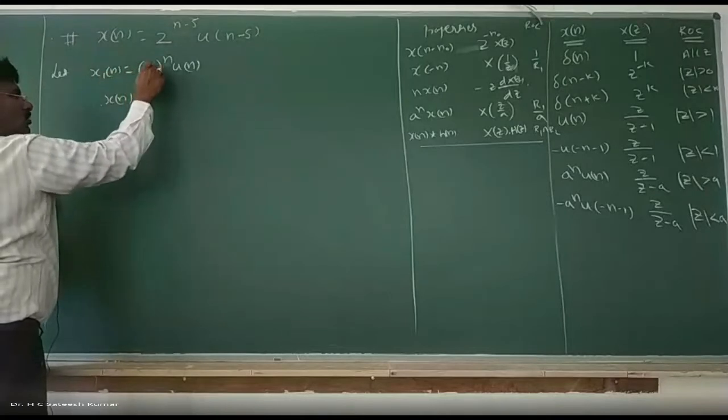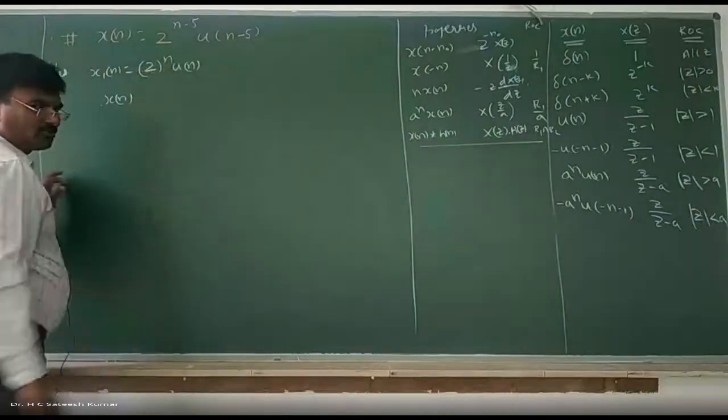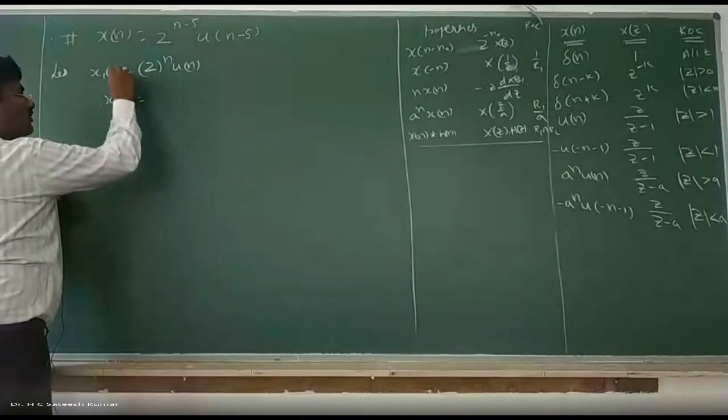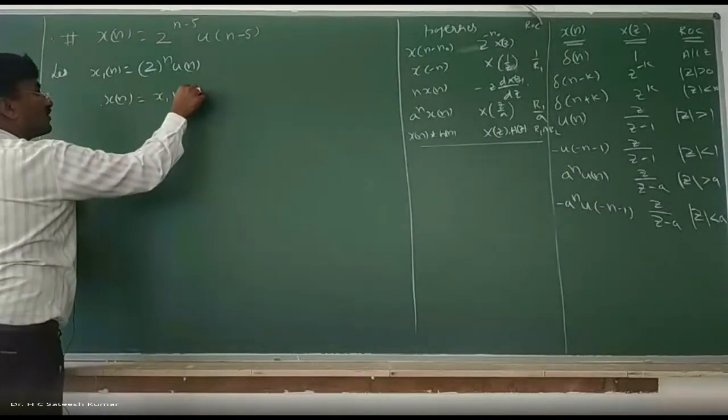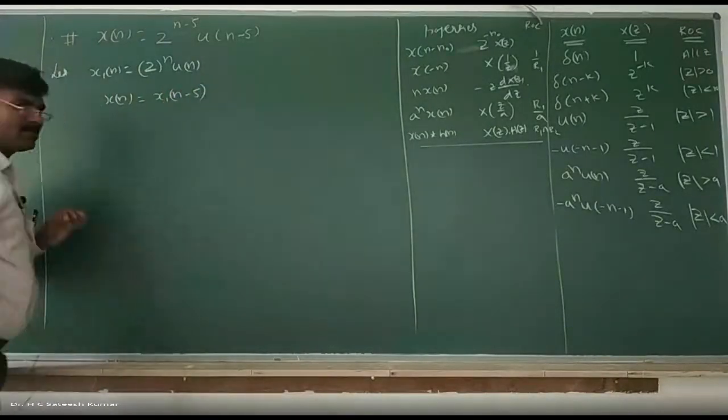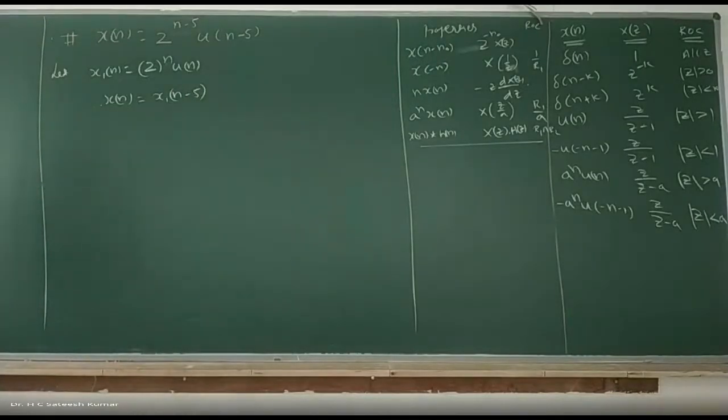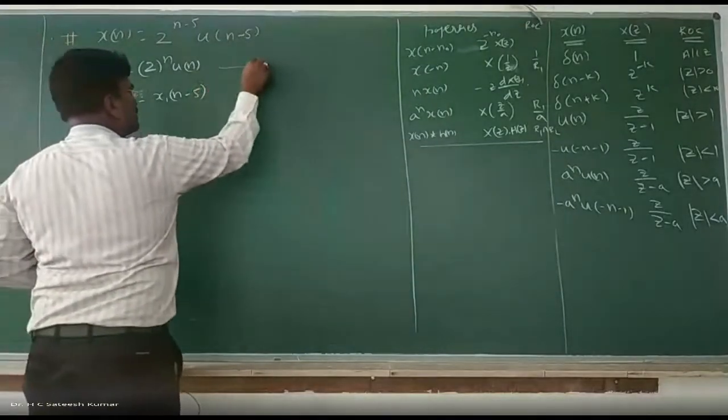Then what will you get? 2 to the power of n minus 5 into u of n minus 5. Therefore, x of n has to be x1 of n minus 5. This substitution is very, very important. Once you are able to do the substitution, the rest is nothing. You can easily do the problem. Now, go for the z transformation of it.